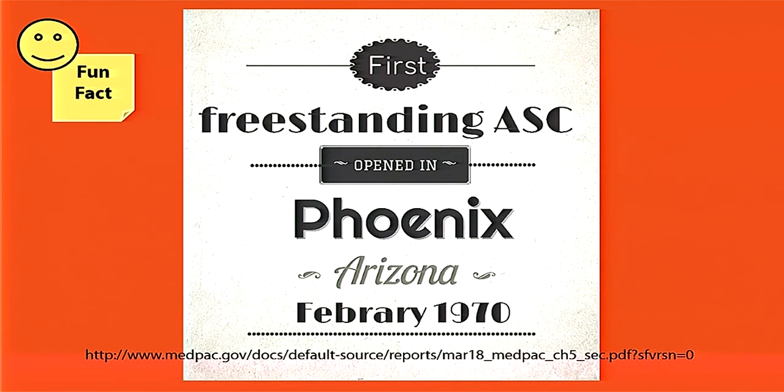Another ASC fact: the first freestanding ambulatory surgery facility was called Surgery Center, and it opened in Phoenix, Arizona in February of 1970 by two physicians. Within that facility, there were 5 physicians that performed 5 procedures. 4 of those procedures actually required general anesthesia.